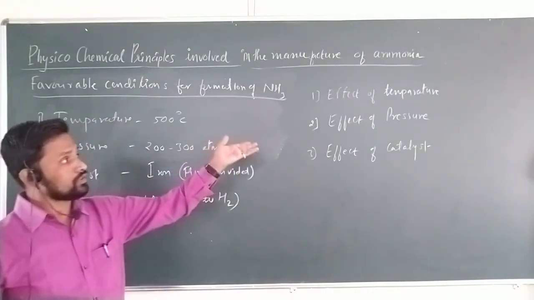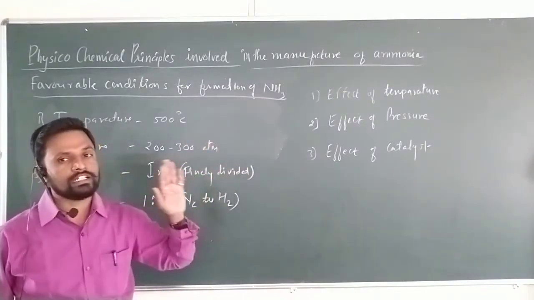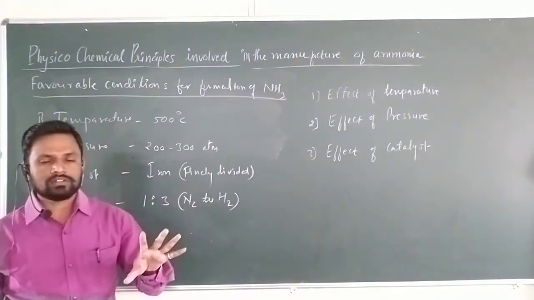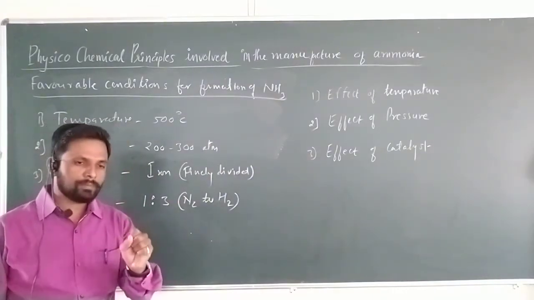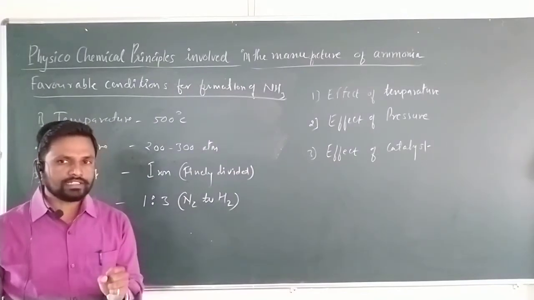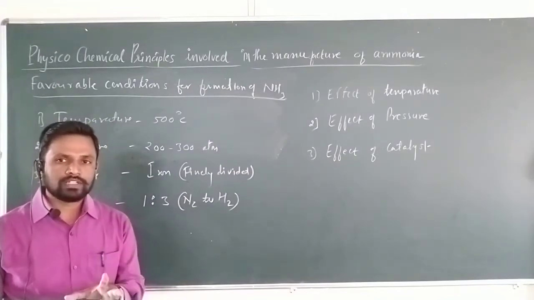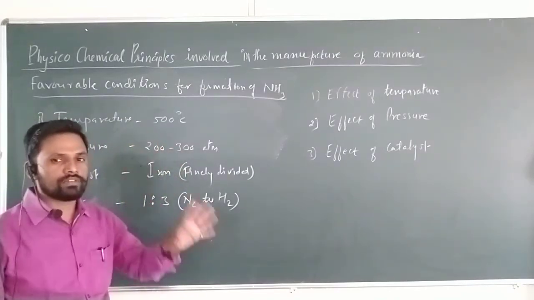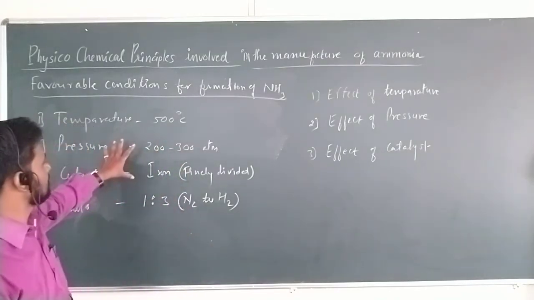After getting the effect of temperature, effect of pressure and effect of catalyst, finally we concluded that there is a favorable condition for getting the maximum yield of the formation of ammonia, that is 19% of the yield of the ammonia by the modified Bosch-Haber process. That is very important. What is the process? Modified Bosch-Haber process, where we can see the conditions.